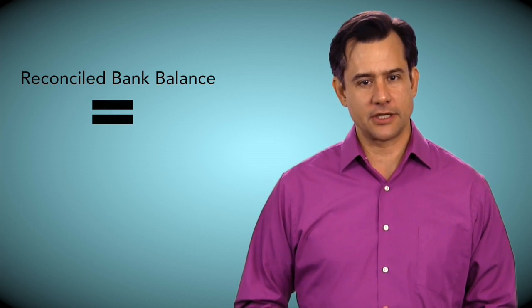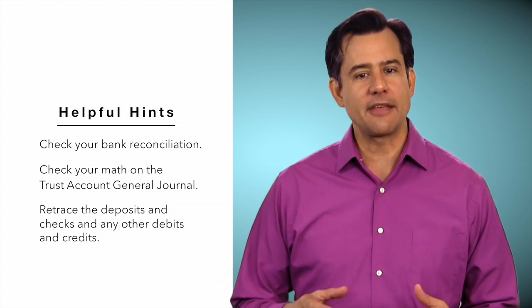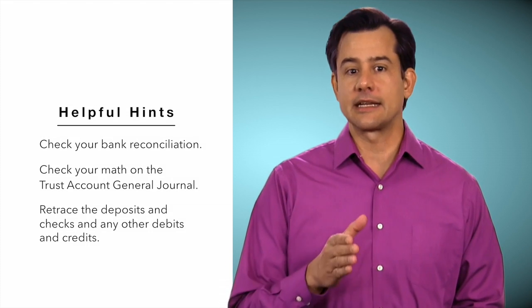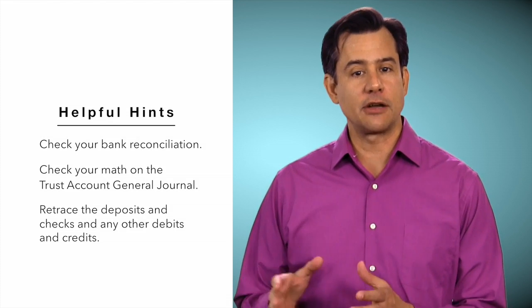If the reconciled bank balance as of January 31st does not agree with the Trust Account General Journal balance as of January 31st, then you have an error. Some helpful hints to find the error are: check your bank reconciliation by making sure you entered the right amounts on the reconciliation and that the math is correct. Check your math on the Trust Account General Journal. Retrace the deposits and checks and any other debits and credits clearing on the bank statement to the Trust Account General Journal, making sure the amounts agree.